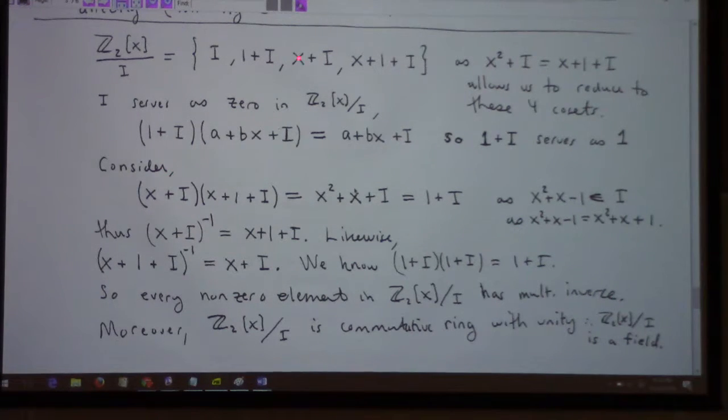Anyway, so x plus I times x plus 1 is x squared plus x, but x squared plus x is 1. So there you go. The product of this and that is the unity in the quotient.